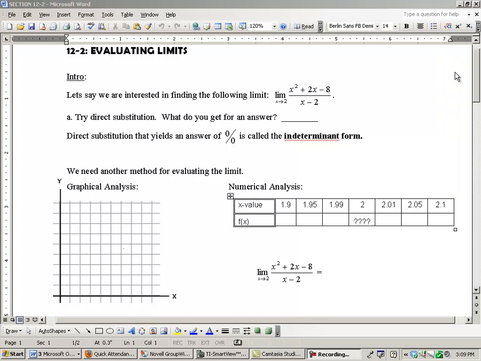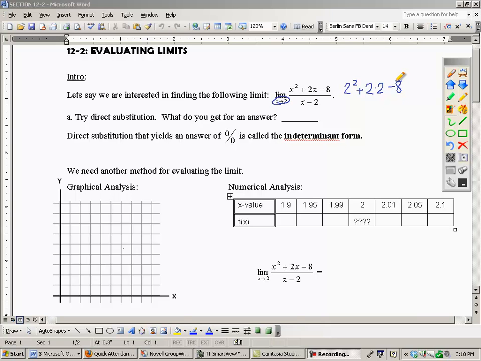If you take a look at this first example, we have x squared plus 2x minus 8 divided by x minus 2. If I take the limit as x approaches 2 and I try to plug that in, what I get on top is 2 squared plus 2 times 2 minus 8. Well, 4 plus 4 is 8, minus 8, we get 0. In the denominator, I get 0 as well. 0 over 0 is what we call indeterminate form. Please know that word, that's coming back on quizzes and tests. Indeterminate form means it's not possible to evaluate a limit when you do direct substitution.